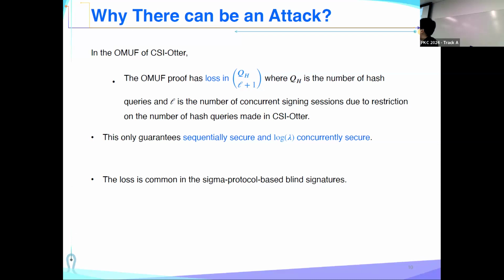But to have a loss in a security proof is something different from having an attack. So the problem is: what happens if the number of concurrent signing sessions exceeds the bound implied by the proof?